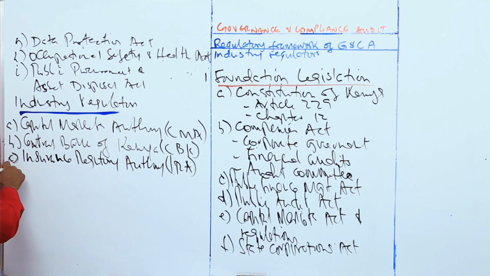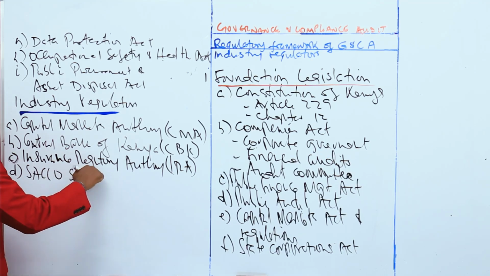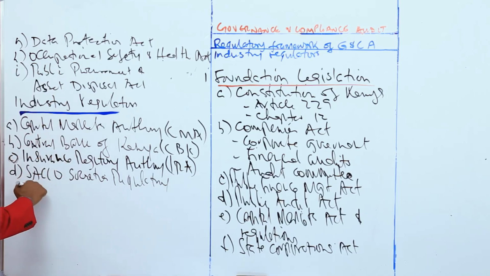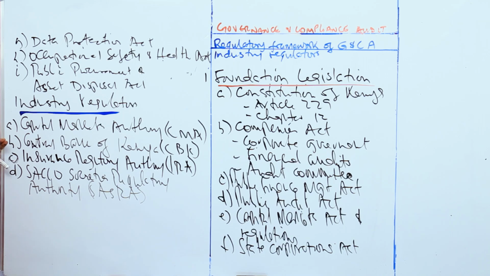Then we have SASRA, the SACCO Societies Regulatory Authority. We have another one for SACCOs. Now, SASRA regulates and supervises SACCOs, particularly deposit-taking SACCOs, and it issues regulations that prescribe strict corporate governance and also prudential and operational standards for SACCOs.